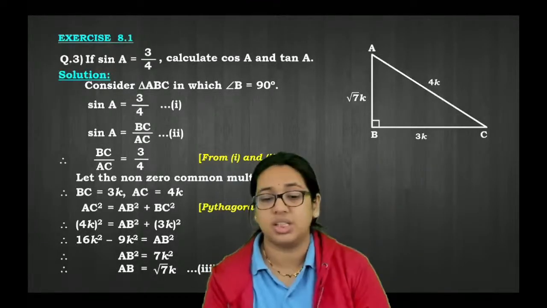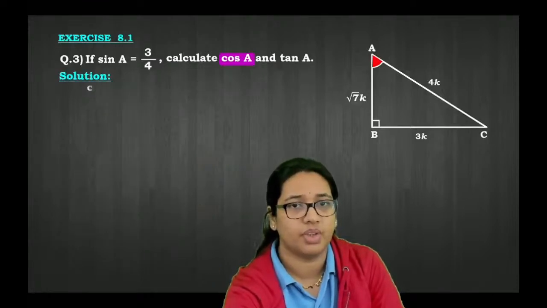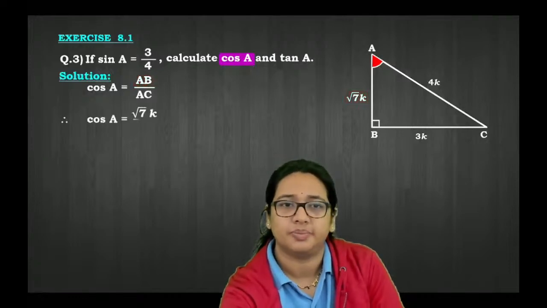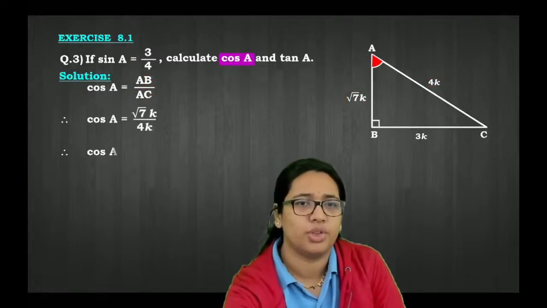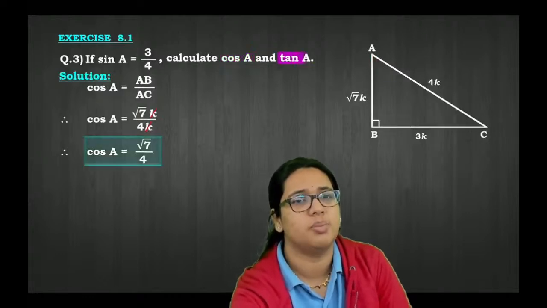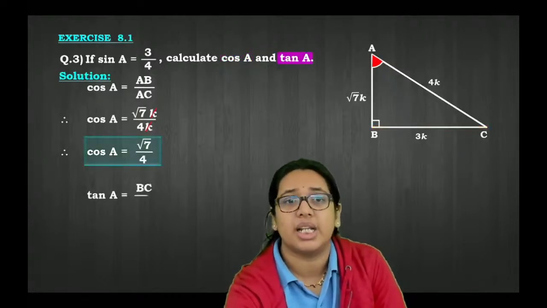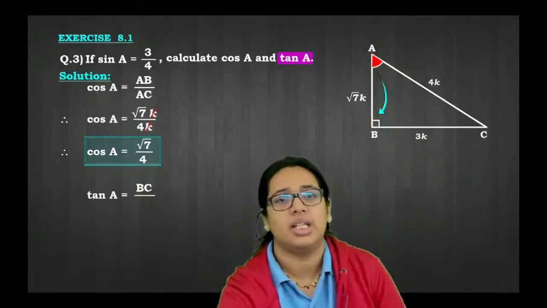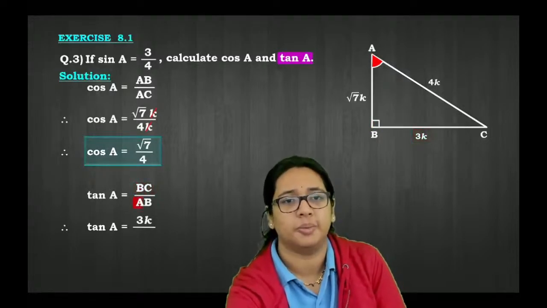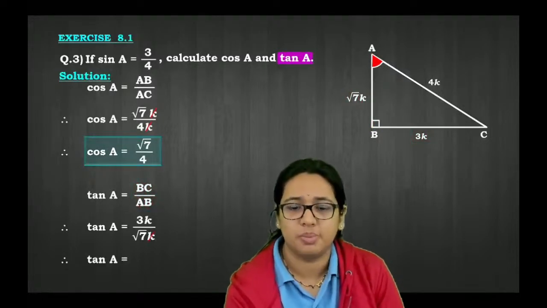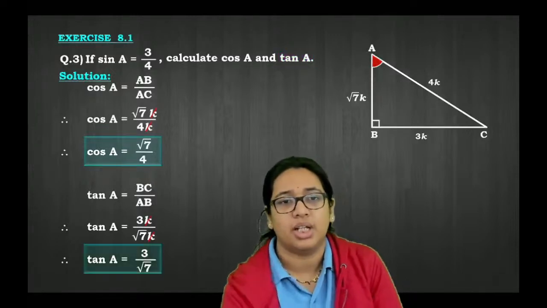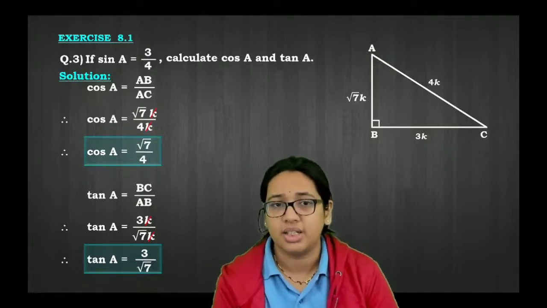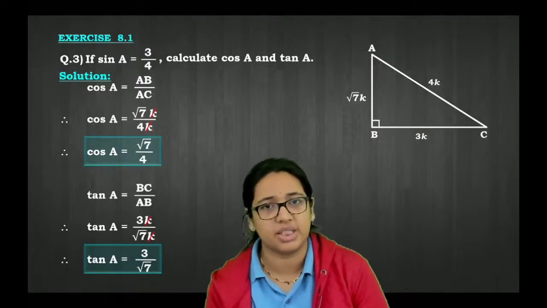Cos is nothing but adjacent upon hypotenuse, so it will be AB upon AC, root 7 k upon 4 k, so that k will get cancelled and cos A will be root 7 upon 4. Similarly, what will you get for tan A? Tan is nothing but opposite upon adjacent, that is BC upon AB, so it will be 3 upon root 7. I hope you now understand all questions of this type, right. You can do it, all of this is clear.